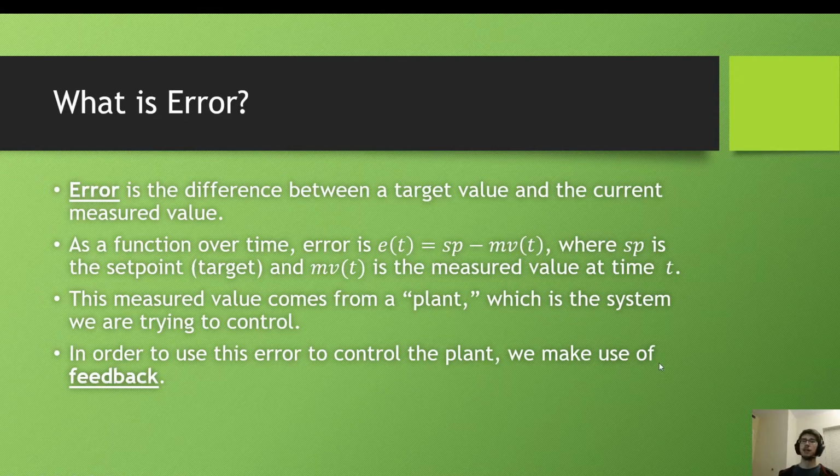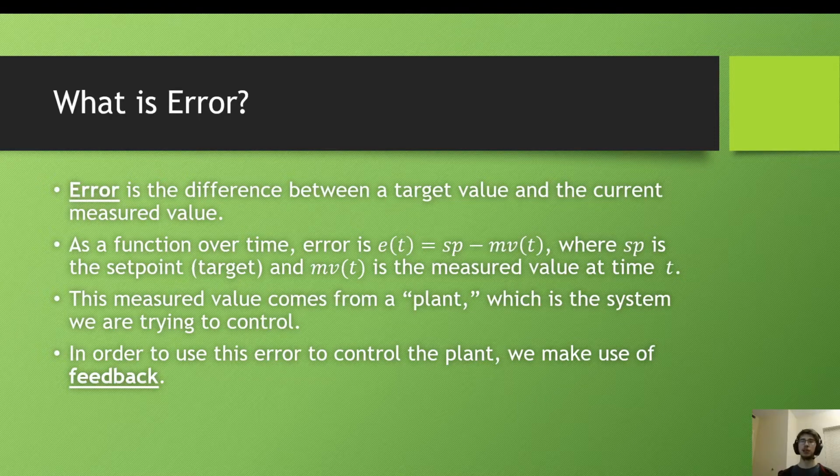So first thing we need to know is what is error. Error is the difference between a target value and a current measured value. As a function over time, error is e of t, the error at time t. It's going to be sp minus mv of t, where sp is the set point or target, and mv of t is the measured value at time t.